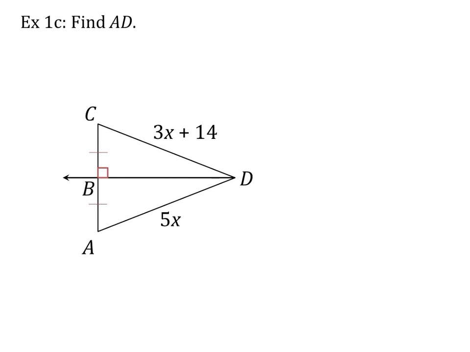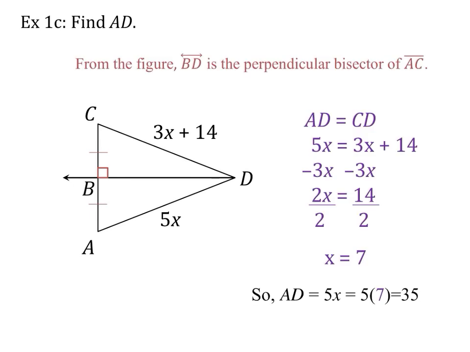All right, pause the video here and you try example 1C, find the length of AD. How did you do? Did you get x equals 7 and then substitute it into the expression 5x to get the length of AD, resulting in length 35?